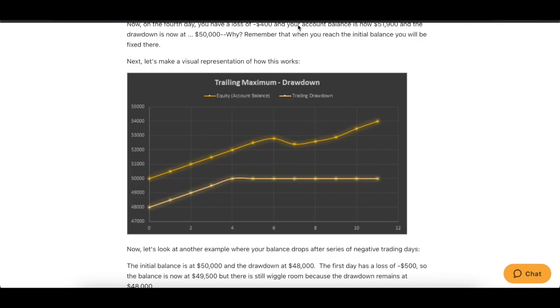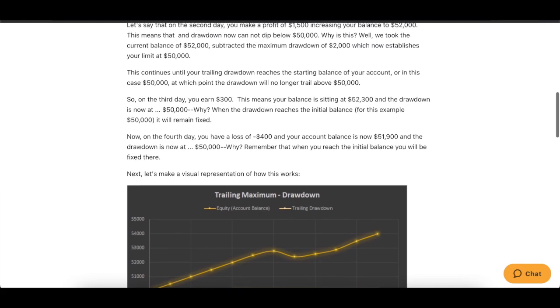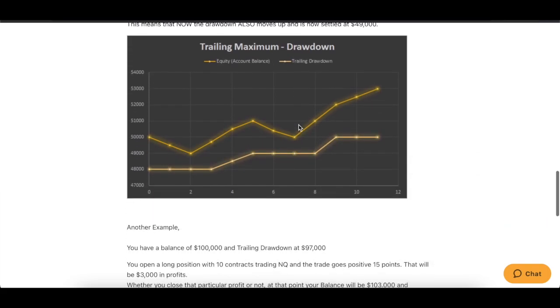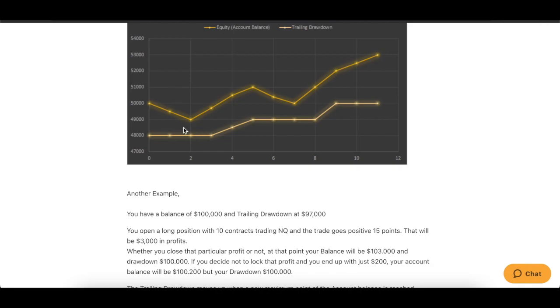Just so you know, that is what that is. Let's see. And they explain, like, if you had a losing day, obviously it doesn't keep getting pulled up. It only gets pulled up when you have winning days.